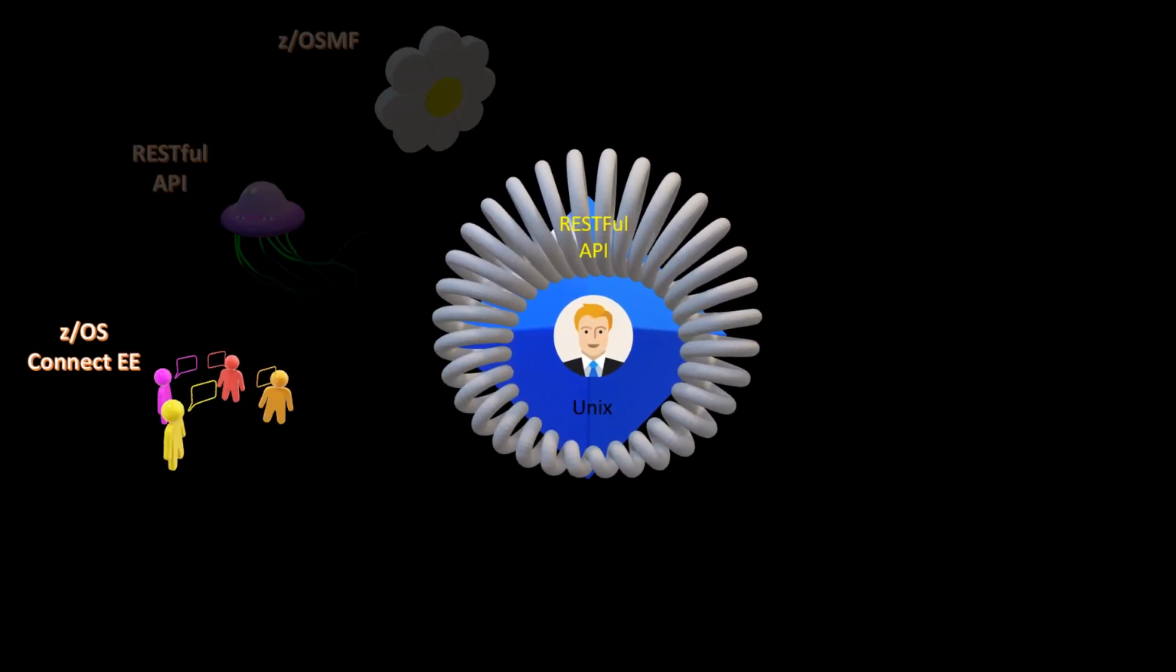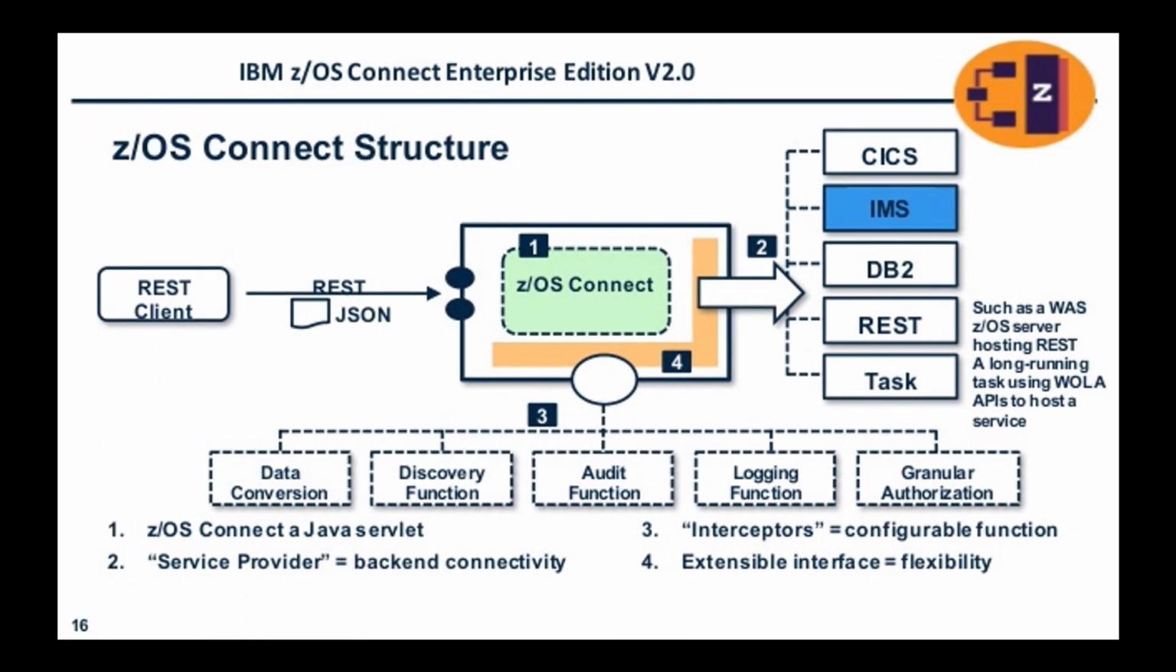IBM z/OS Connect Enterprise Edition. This software provides a framework that enables z/OS-based programs and data to use APIs for modern, mobile and cloud applications. z/OS Connect provides RESTful API access to z/OS applications and data hosted in subsystems such as CICS, IMS, DB2, and MQ. It can work as an API provider as well as an API requester for applications.